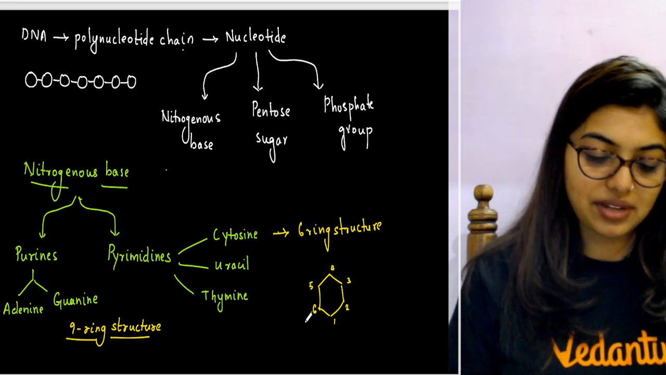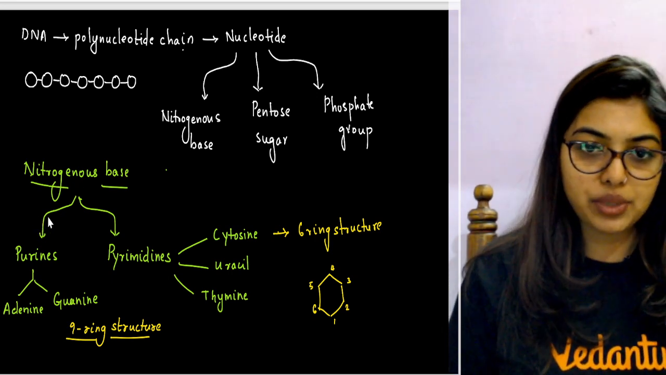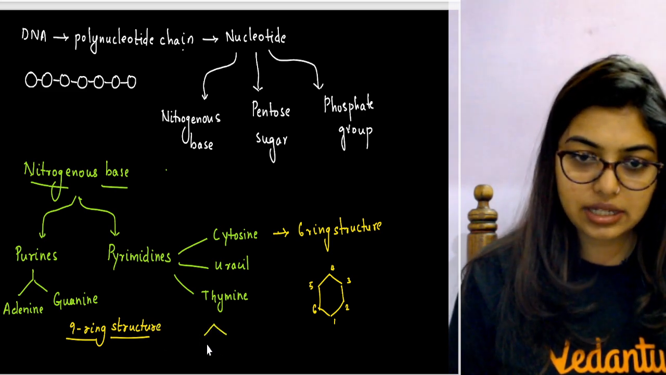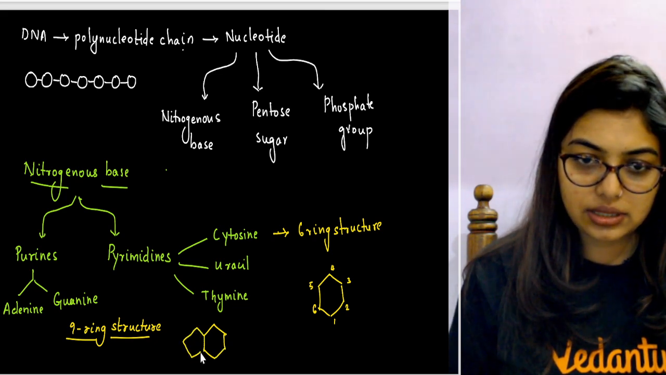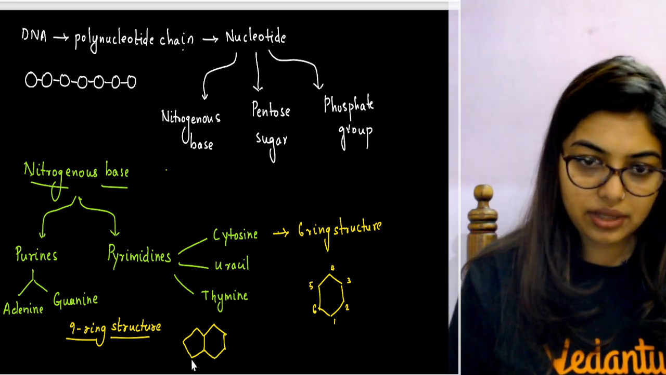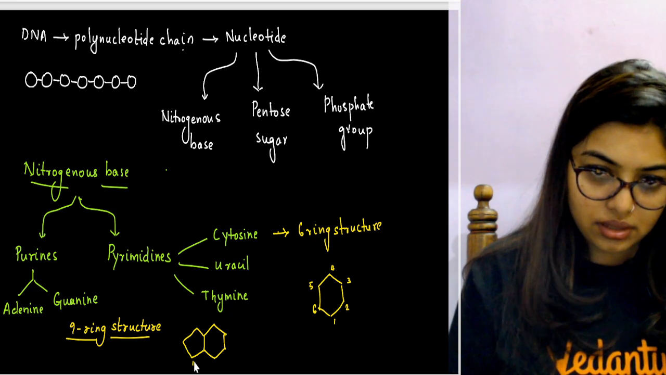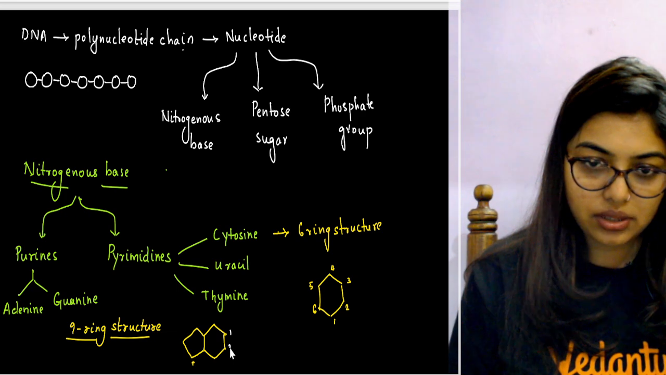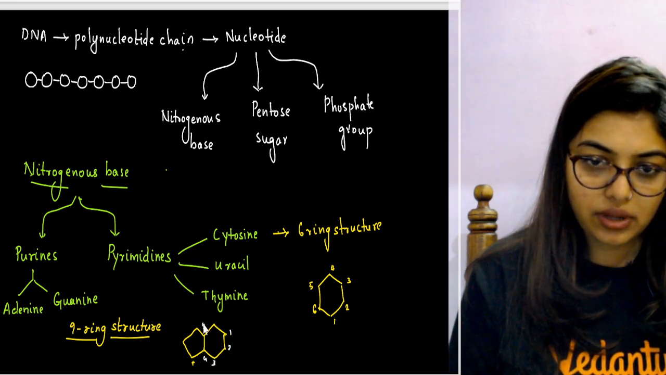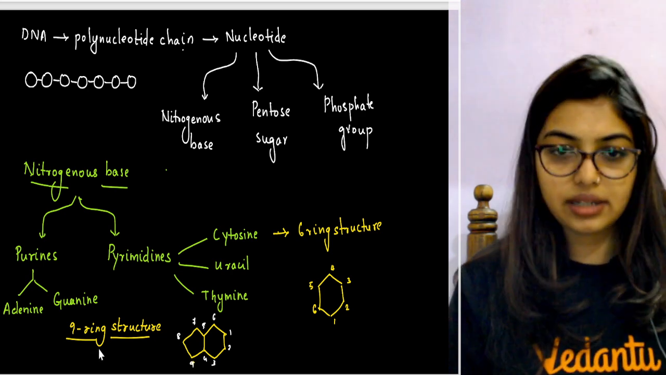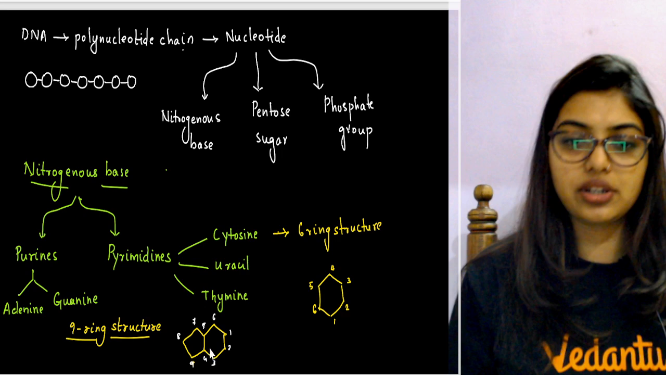If I have to draw a purine, I don't know if I can fit it here. So you can draw a 6-ring structure, and then you draw a structure like this. Now you can start labeling it, numbering it. So 1, it's too small here, so we start from here. 1, 2, 3, 4, 5, 6, 7, 8, 9. So, a 9-ring structure.